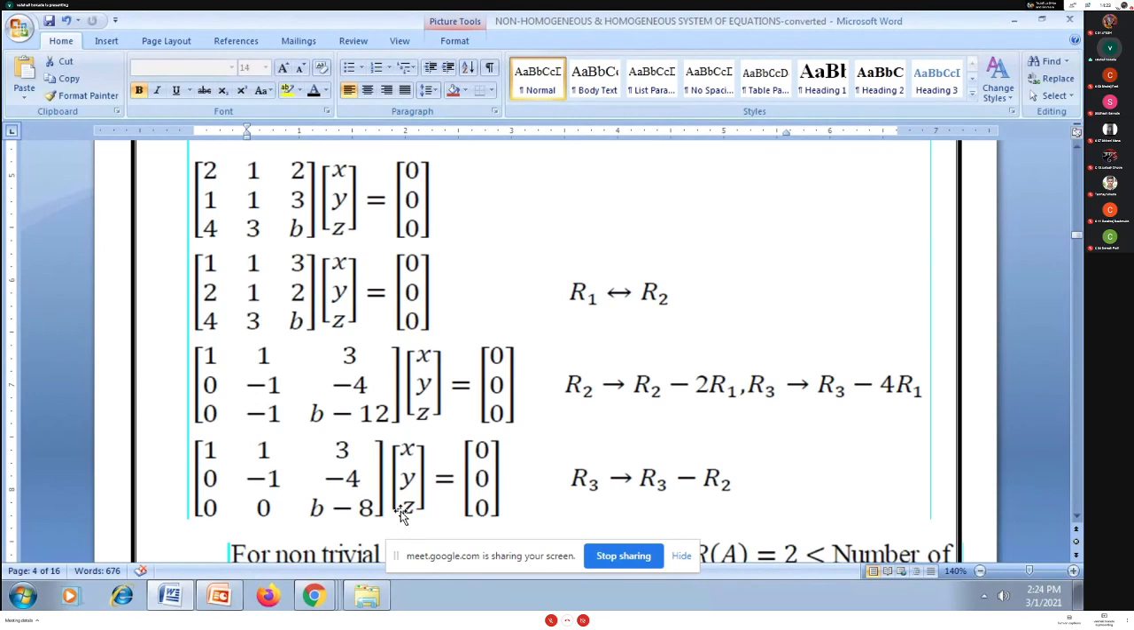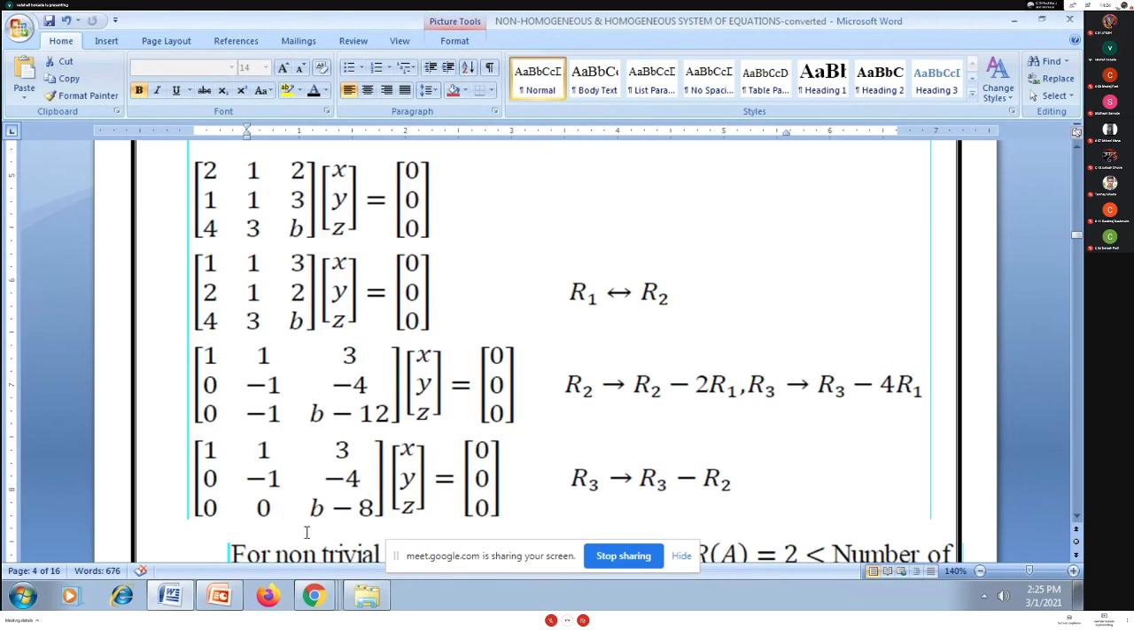Now I can multiply R2 by minus 1. So I can have this row as 0, 1, 4, and here I'm having 0. After that, I'm going to check what the rank of this matrix A will be.